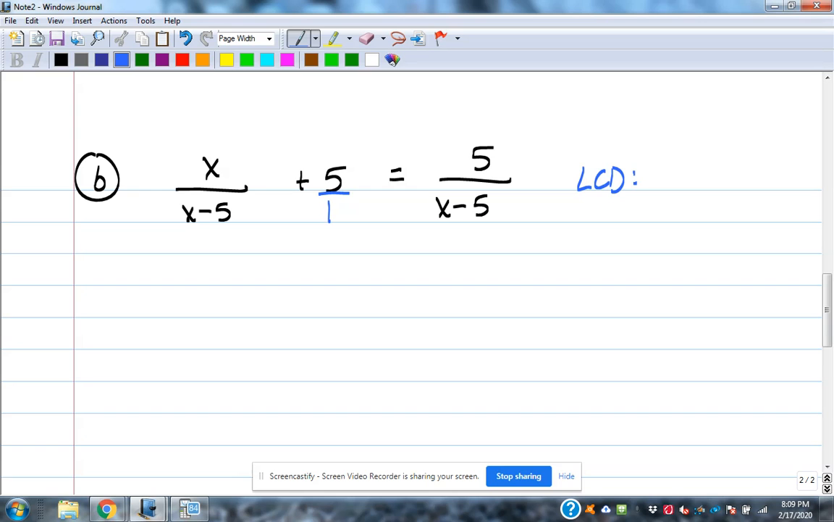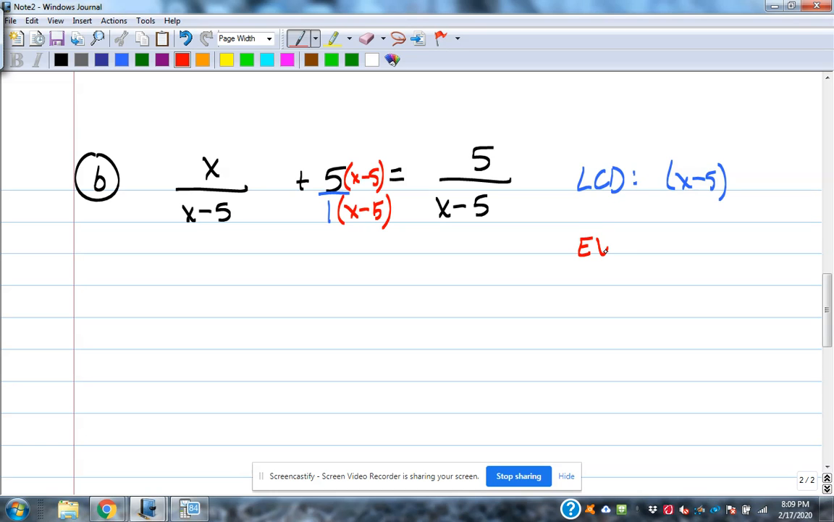So what's the thing that's shared? x minus 5. The thing that's not shared is the 1. Does multiplying by 1 change anything? No. So I'm not going to have to go and multiply everybody by 1 because I know it's not going to change anything. So the only thing I have to fix here is the second fraction, x minus 5.